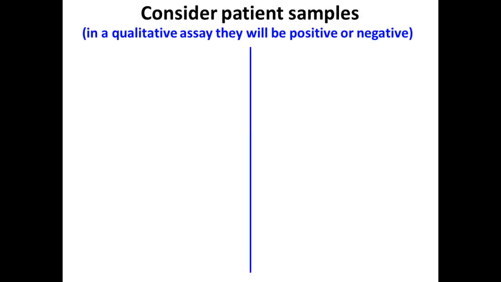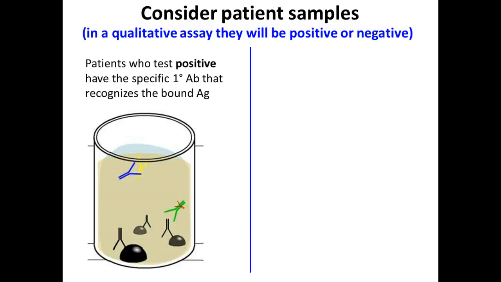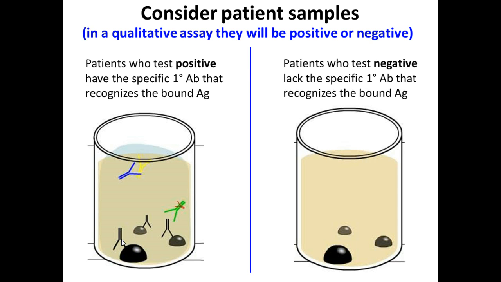So this is a qualitative, positive or negative test that we're doing. But this test can be set up to be quantitative, where you can actually get a number. But we're not doing that today. Our patient samples that are positive will have antigen with antibodies bound. Patients who are negative, we should just have antigen in the well, no primary antibodies.